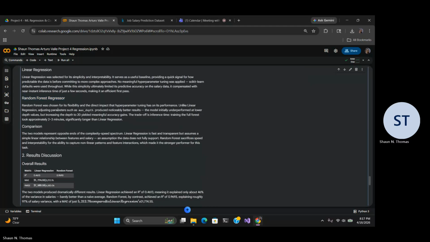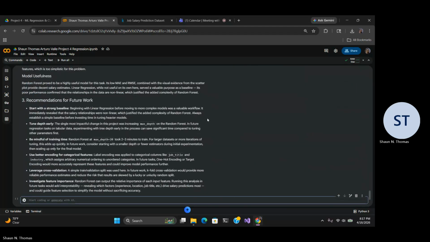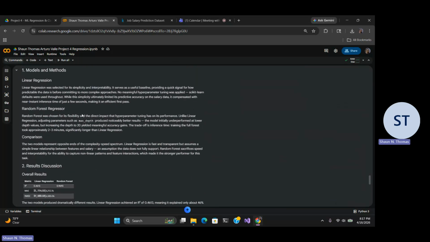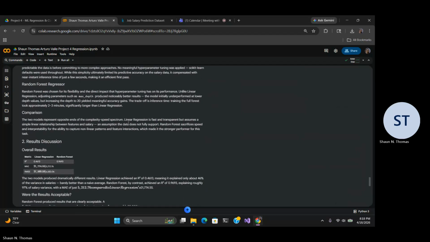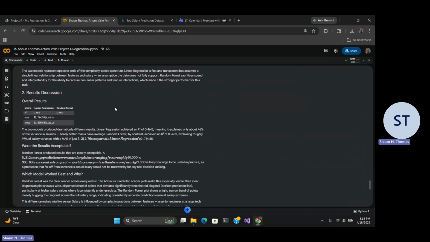This one was a better model to use. The downside compared to linear regression is that it took a lot more time to use, around 2 to 3 minutes compared to just a few seconds for linear regression. But the results were a lot better, and it was easy to tune the parameters. It was literally just one variable for max depth. So that's the models.